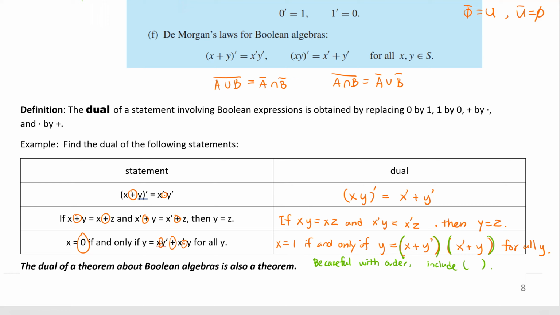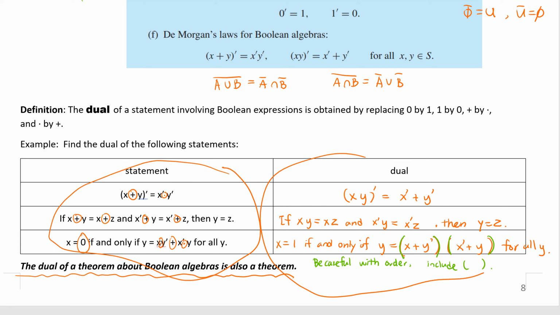That is the dual of the following statements, and it's quite useful because the dual of a theorem about Boolean algebra is also a theorem. Which means if you show this one is true, then the other is also true. Everybody? So they are equivalent.